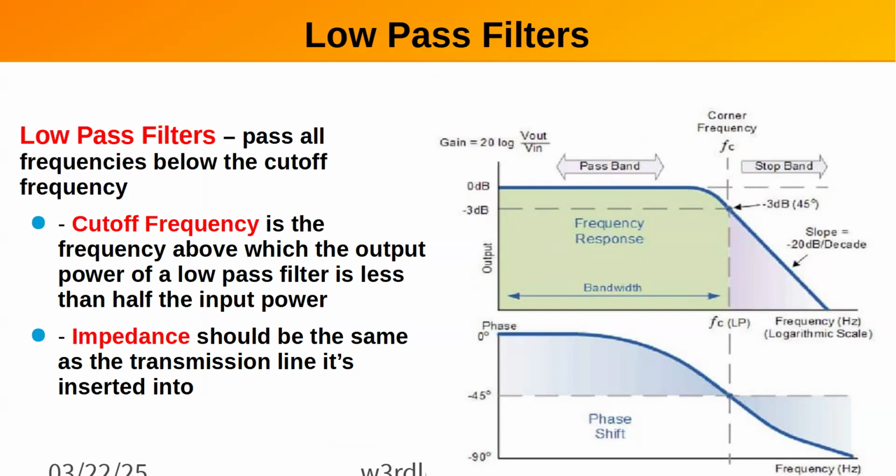So a typical first order filter would have a slope of 20 dB per decade or 6 dB per octave, although they always talk about decade. Octave means doubling the frequency. So your cutoff or corner frequency is going to be basically twice or half, depending on whether it's a high pass or low pass.